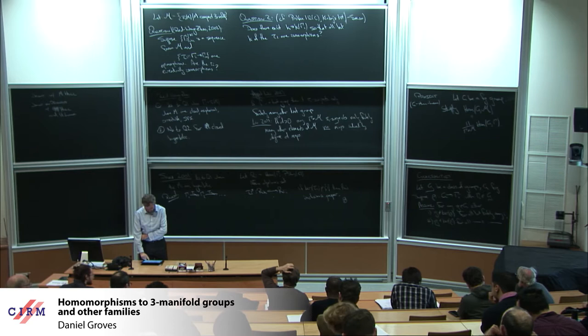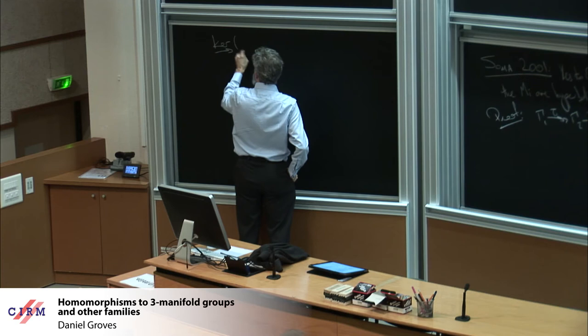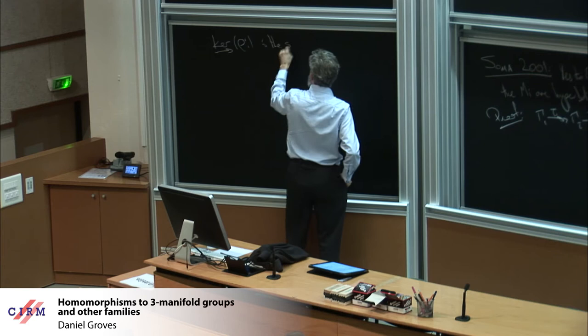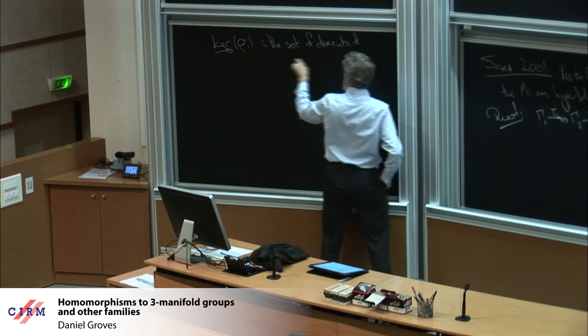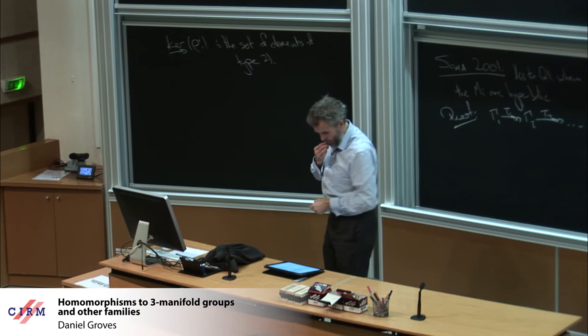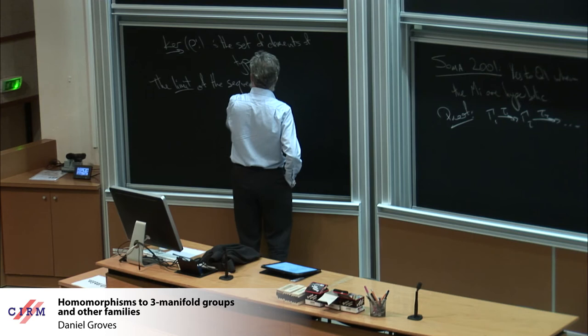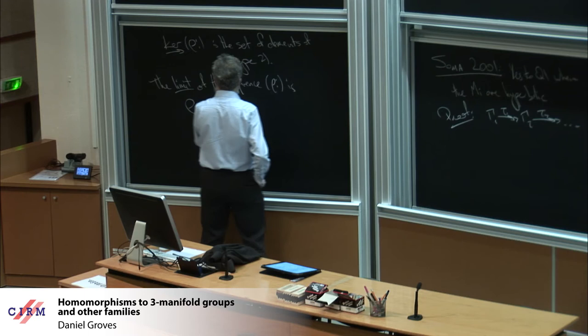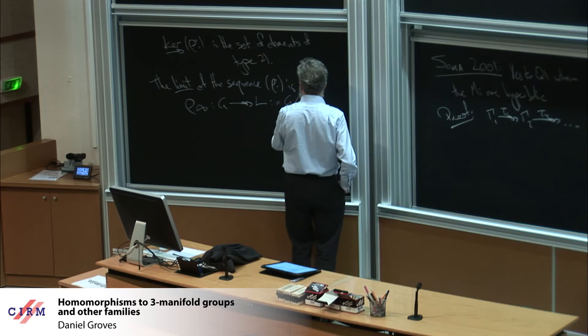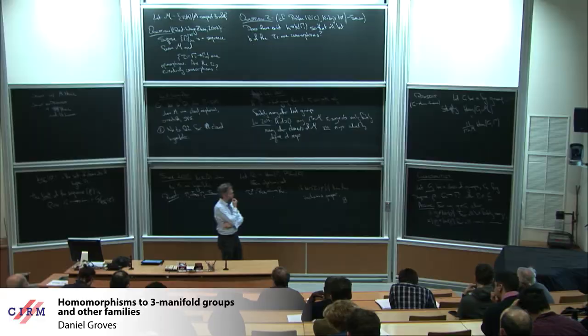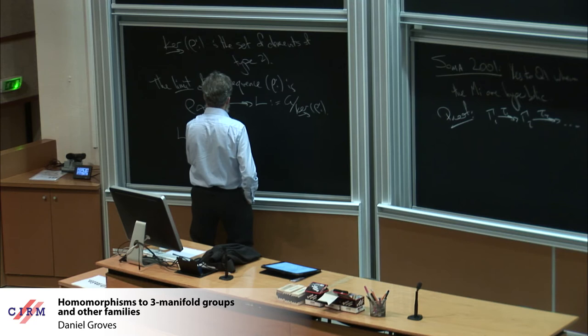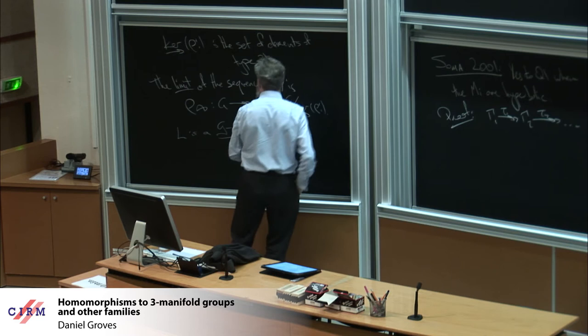All right, so what I would call the stable kernel of rho_i is the set of elements of type 2, those that eventually die. And the limit of the sequence is a map from G onto L, which is by definition the quotient of G by this kernel. And then L is called a script G limit group. Okay, so that's the definition of a script G limit group.